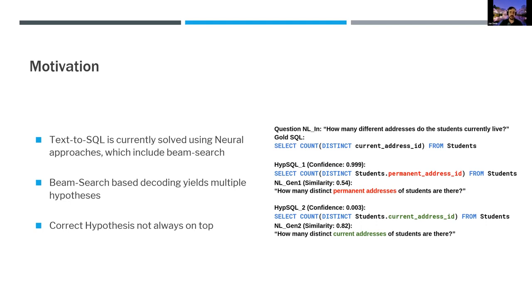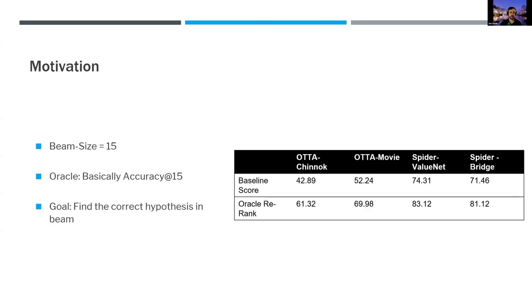However, the system returns as its top hypothesis one where the attribute is wrong, and it has a high confidence. If you look at the beam search score, you get a confidence of 99%, which is a bit problematic. However, the second hypothesis, which has a very low confidence, would be the correct one. If we put this in numbers, with a beam size of 15, and we were able, using some oracle, to determine which of these 15 hypotheses is the correct one, we would have a huge improvement in scores.